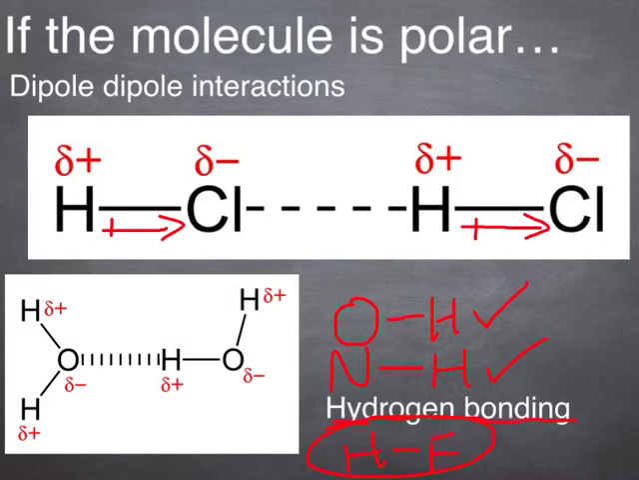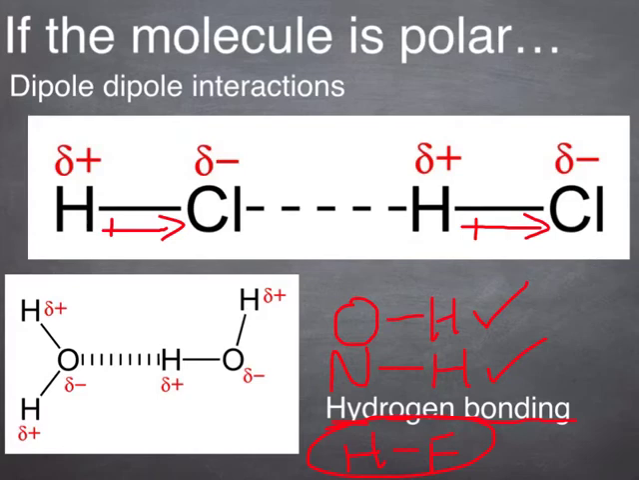Now, hydrogen bonds are considered the strongest of the dipole-dipole interactions because, and here I'll show you why, the electronegativity difference is so great between the oxygen and the hydrogen, or the nitrogen and the hydrogen, or the hydrogen and the fluorine, it creates a much stronger delta negative and a much stronger delta positive. Therefore, this interaction is quite a bit stronger than this one here, which is just a regular dipole-dipole. Again, it's caused by the electronegativity difference.